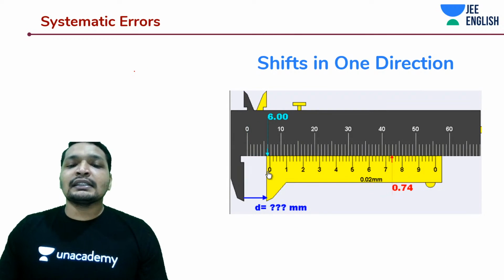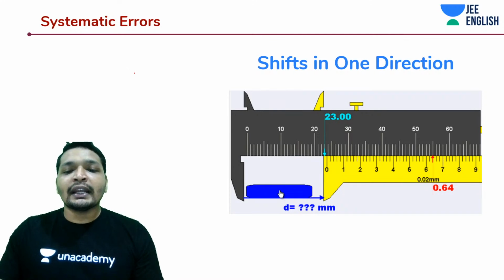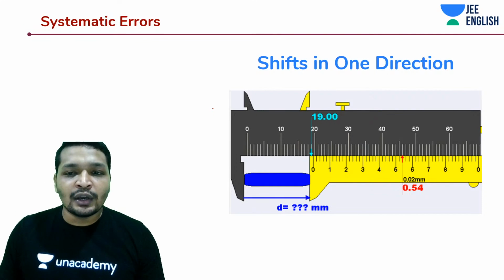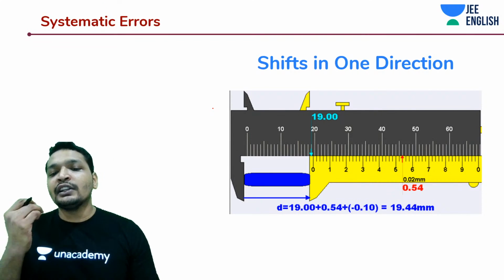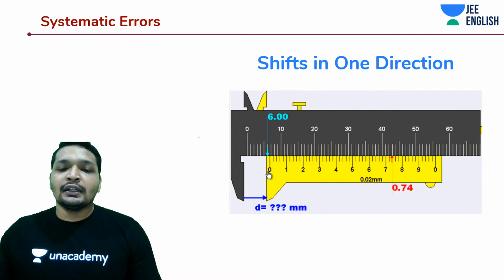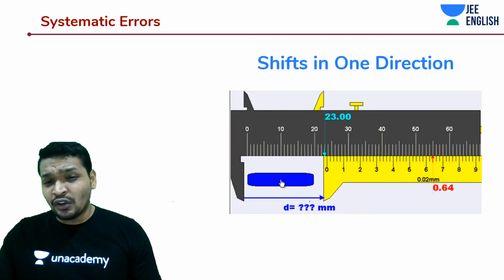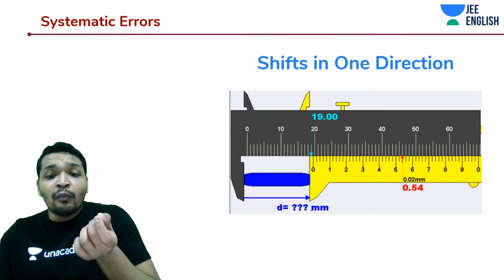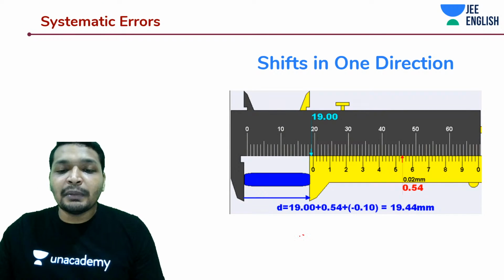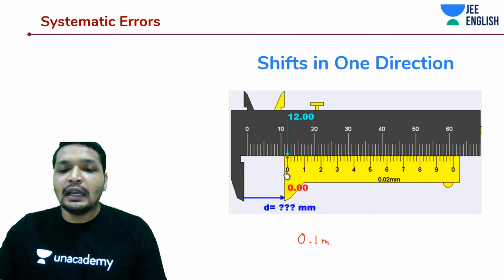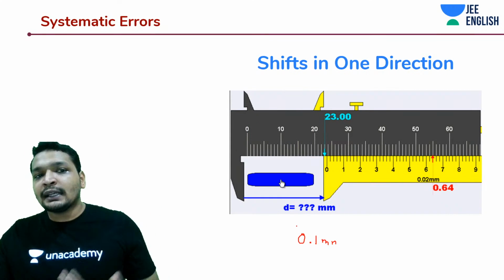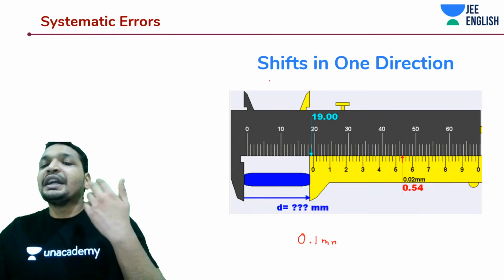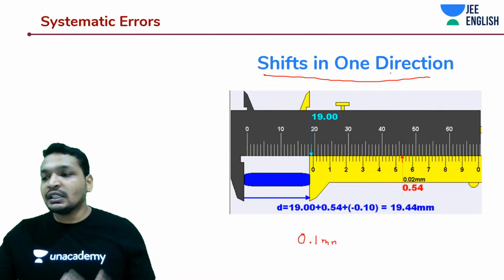So systematic errors are about having those errors in one direction. For example, in this case, you're noticing this awesome vernier calipers, but actually it has some zero error. So it is always measuring that value with some 0.1 error. This vernier caliper has a 0.1 zero error. That means it is always measuring the value a little bit more, and that little bit more is nothing but 0.1. So this is about systematic errors. Systematic errors give errors in the measurements in only one direction. This is very important, students.